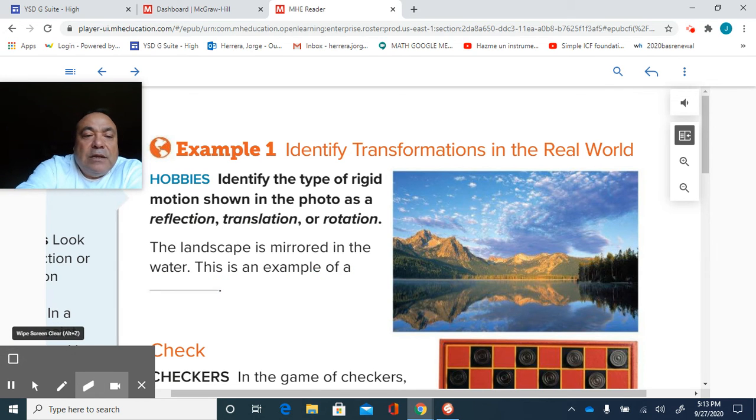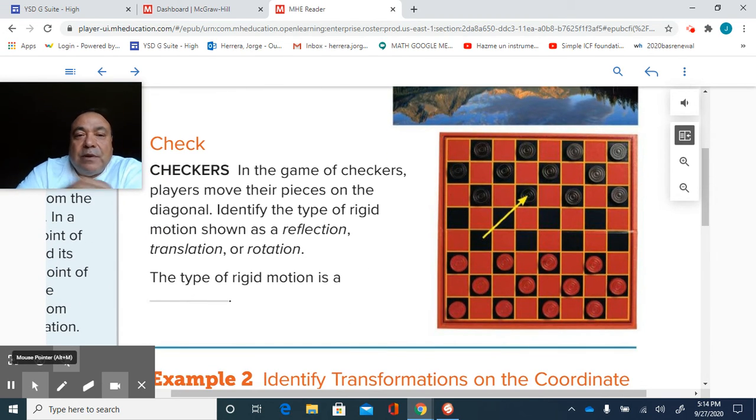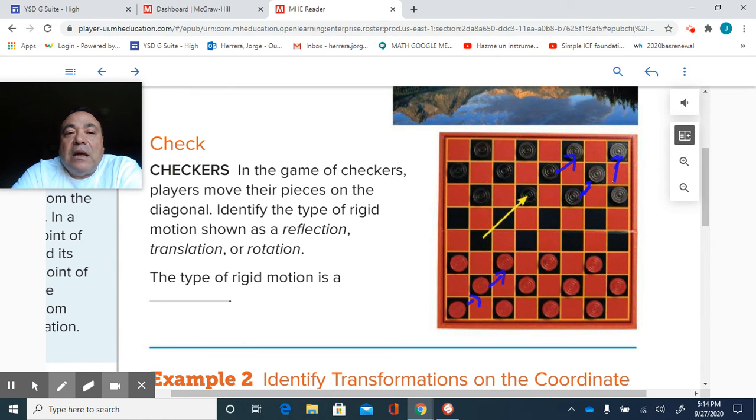Now let's look at the checkers, guys. You can see that the pieces are moving this way and that way, one space at a time. This is called a translation. It would be translating maybe one unit to the right and one up, slide to the right, up, and so on. You can see here and then up, here and then up. Or you can just see it moving up and then to the right. Those are called translations.